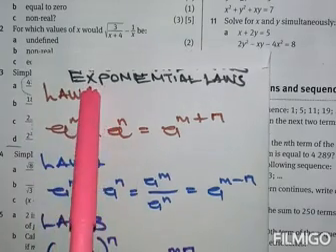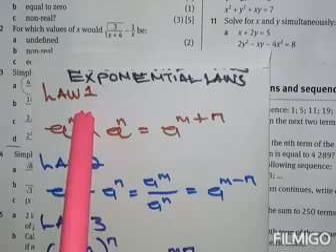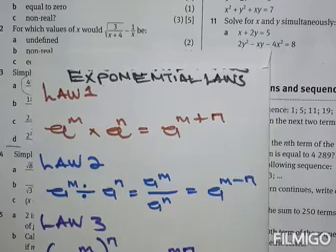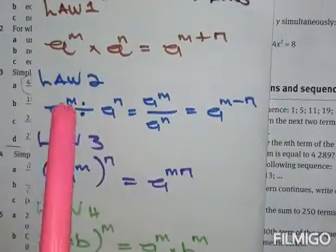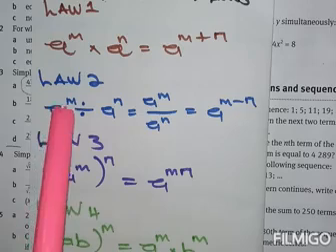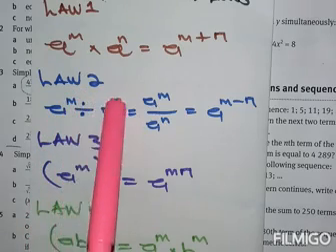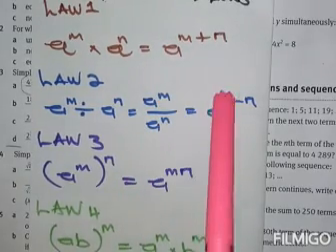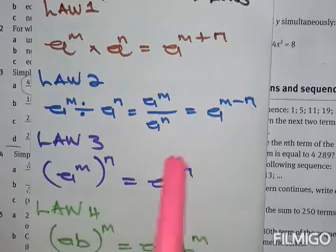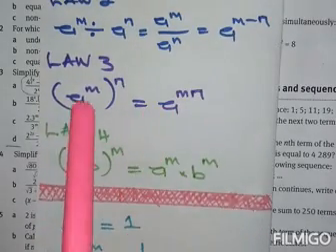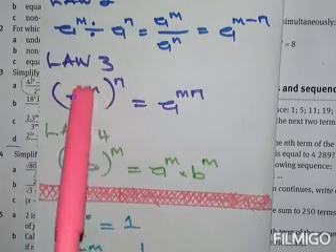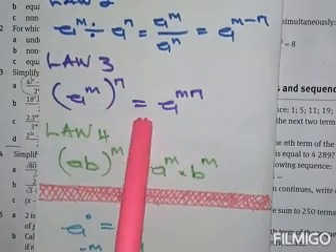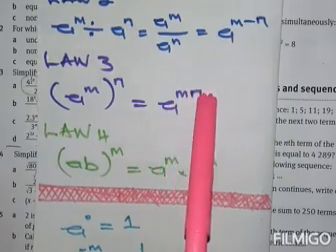Exponential law number 1 says that if we have a raised to m times a raised to n, that will give us a raised to m plus n. Exponential law number 2 says that if we divide a raised to m by a raised to n, which can also be written in this form, that gives us a raised to m minus n. Exponential law number 3 says that if we have a raised to m, this to the power n, that will give us a raised to m multiplied by n.